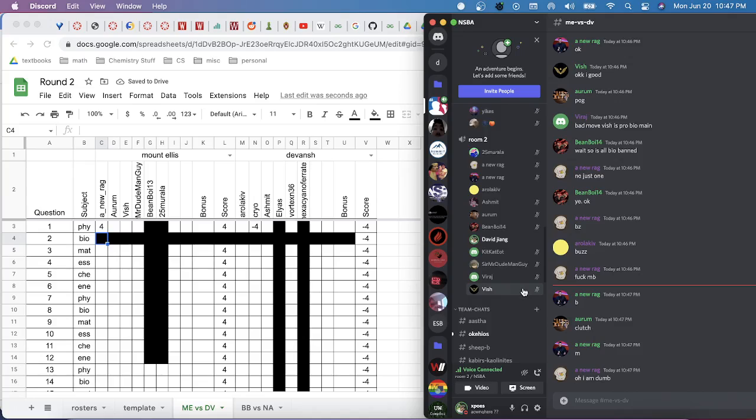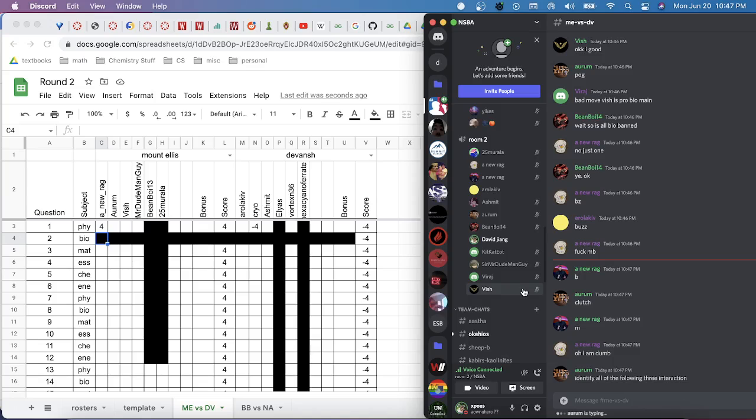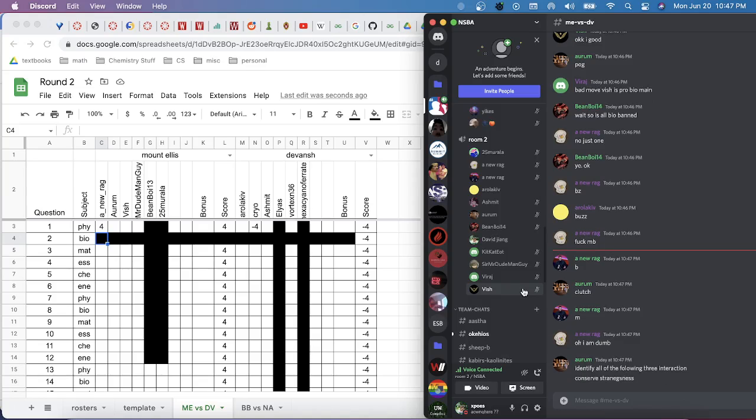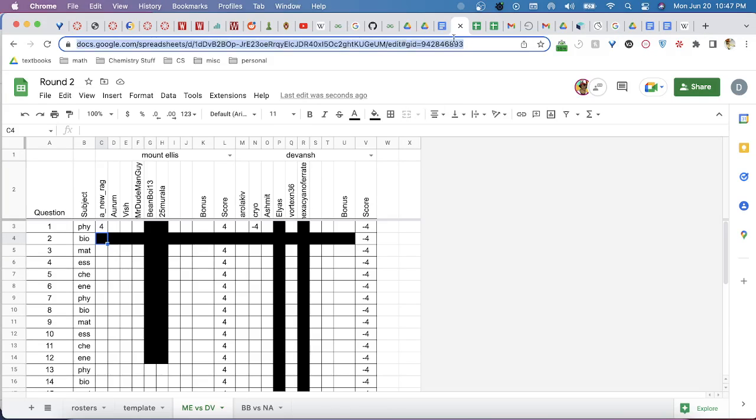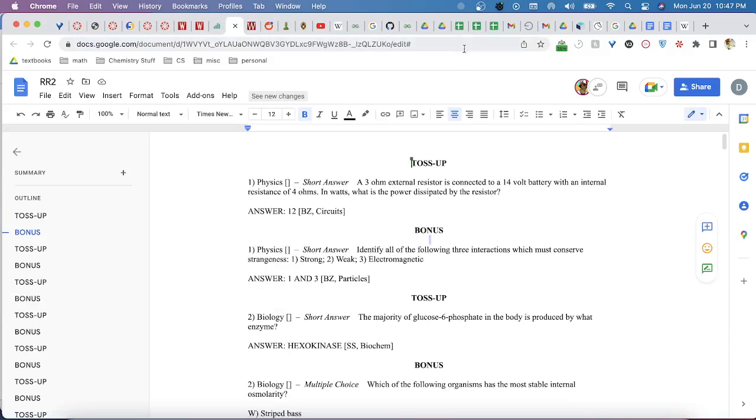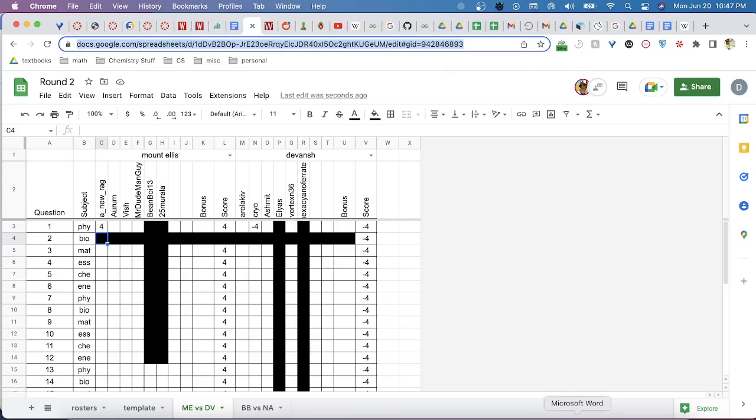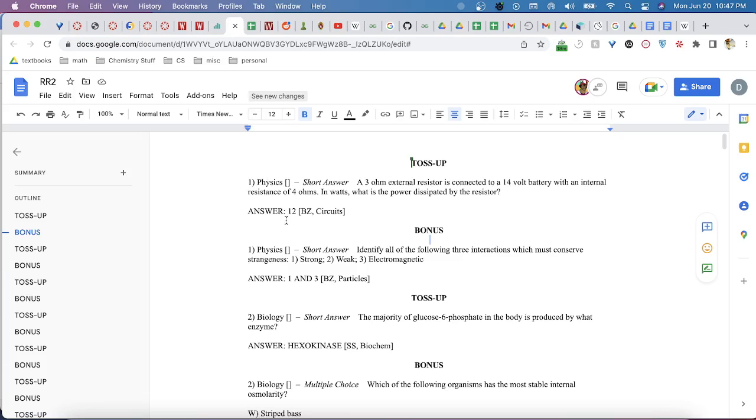Alright, bonus physics short answer. Identify all the following 3 interactions which must conserve strangeness. 1, strong. 2, weak. 3, electromagnetic. Probably not electromagnetic. Yeah, 1 and 3 sounds right. Okay, 1 and 3 final. That is correct.